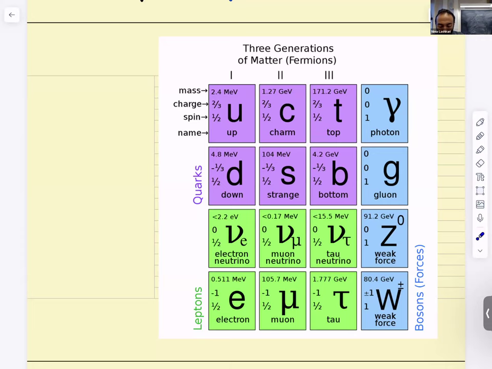Three generations of fermions, the representation theory is here, right? You see the hypercharges and everything. Why is the top quark so massive as compared to everything else? Who knows? It is what it is. It's a coupling that's large.